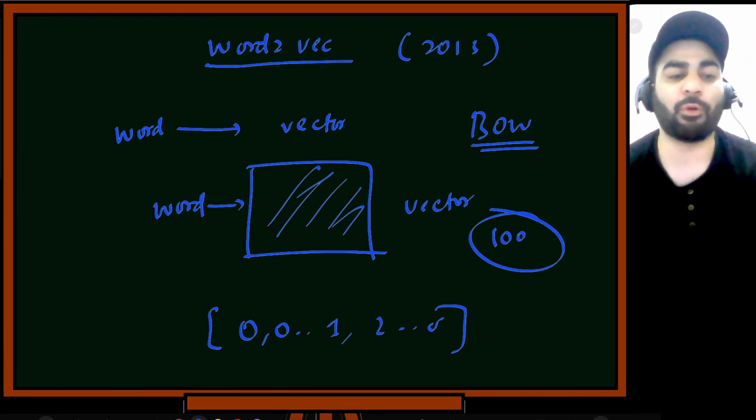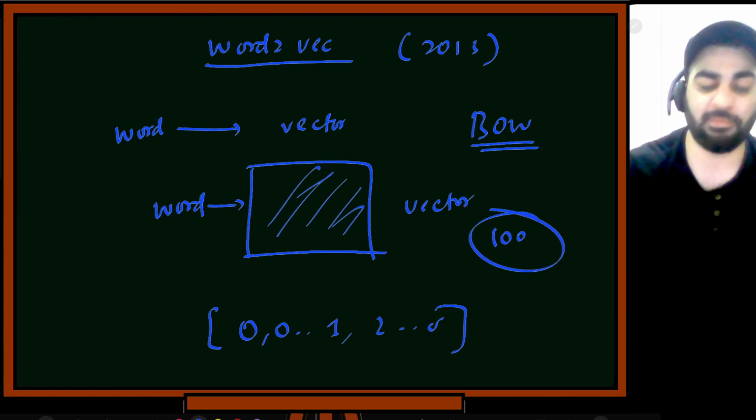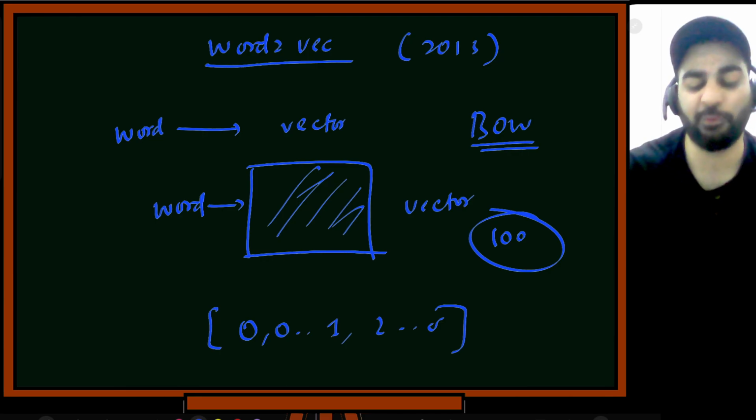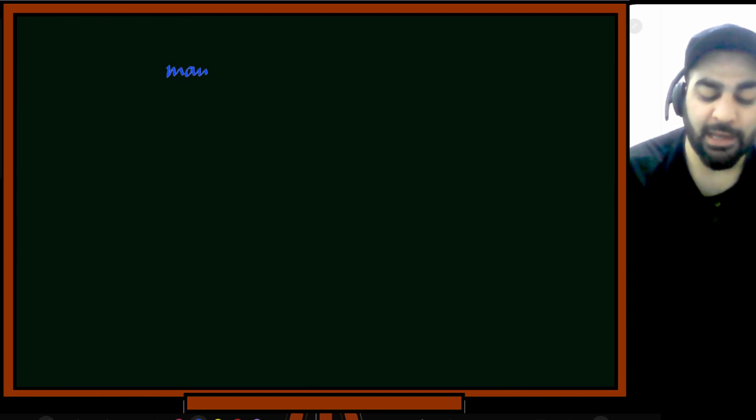What is so important about this is that it is a really beautiful algorithm. What happens there is, let's suppose you have an embedding for the word man. And then you have an embedding for the word woman.